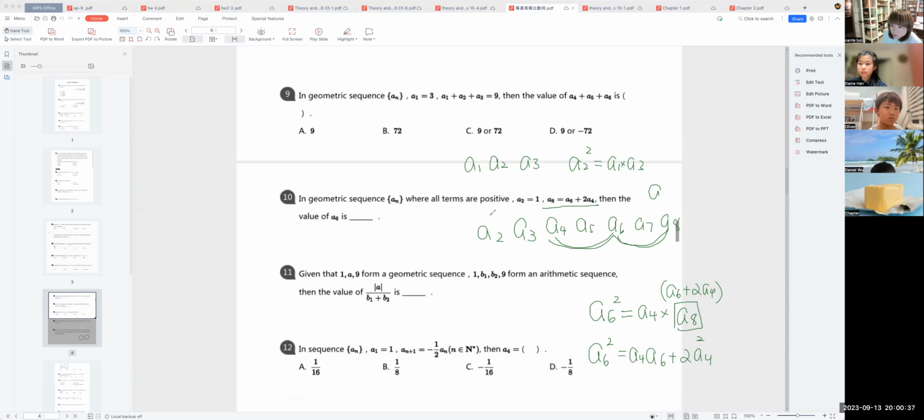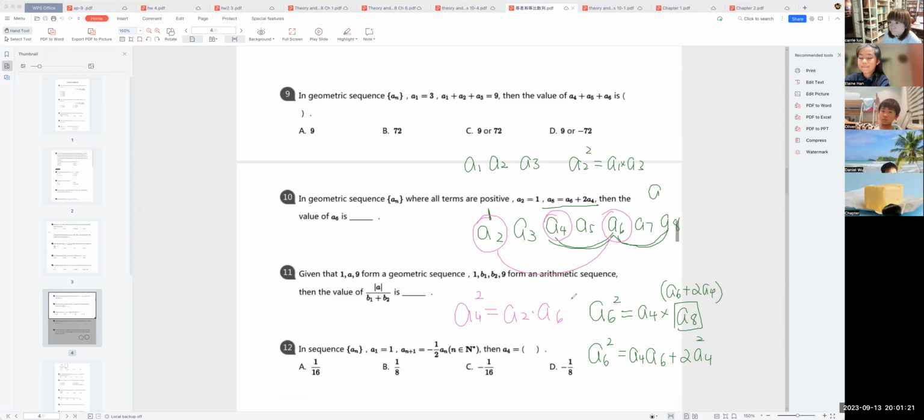Okay, and because A2 equals 1, and then we know A3 squared equals A2 times A4. Sorry, I don't need A3. And everybody, I want you to take a look at these ones, okay? I use another color one to make it easier. So A4 is having the relationship with A2 and A6. Do you understand? A4 squared equals A2 times A6.